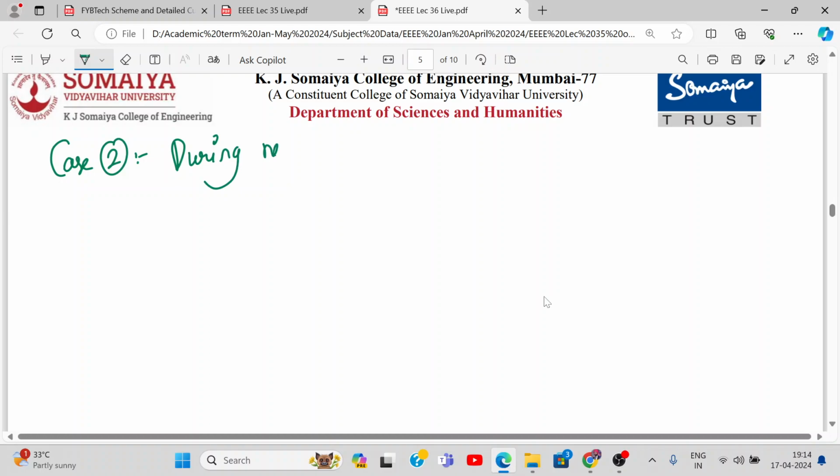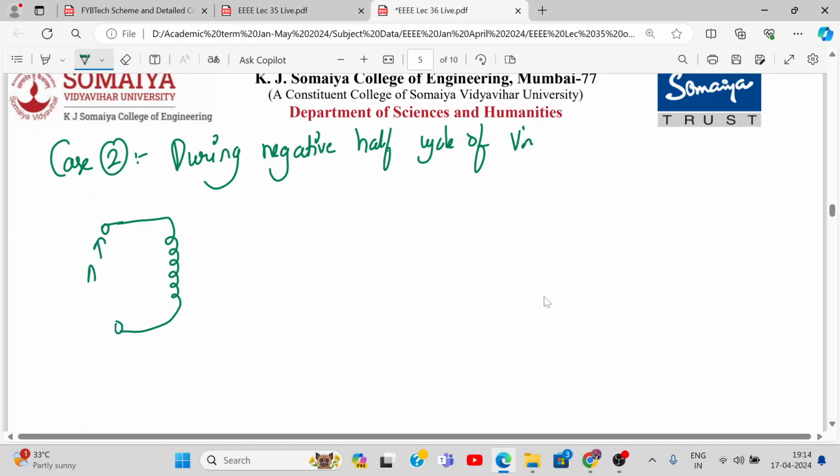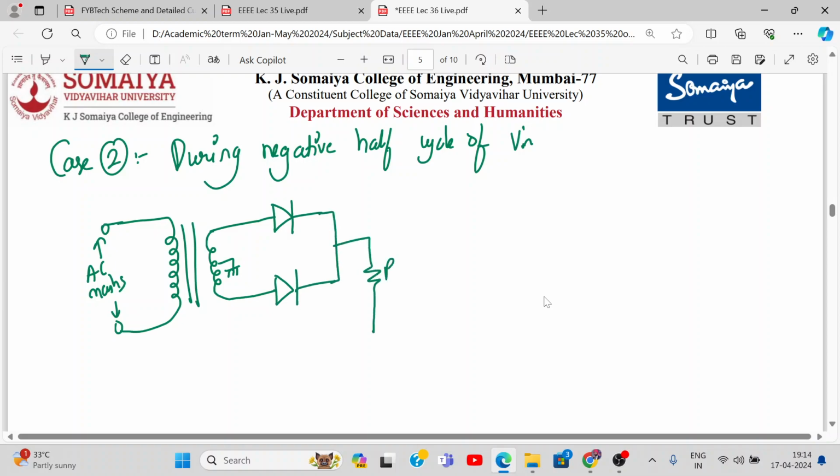During negative half cycle of input. Okay, so what happens? Let me draw this. This is AC mains. Okay, this is the center tapping. These are my two diodes connected to the load RL, resistive load RL, and here is my output. These two points, ground points, are one and the same.